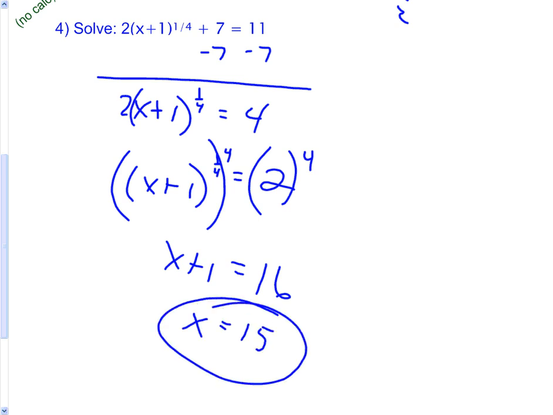Now, at any point, did I ever take the square root of both sides? Or the 4th root or the... No, I never did that to both sides, so I don't have to worry about plus or minus coming into this one. All right, so there's a little warm-up.